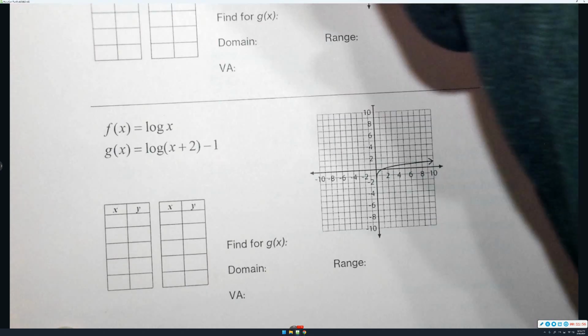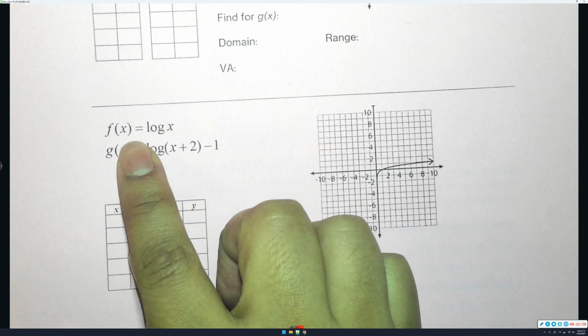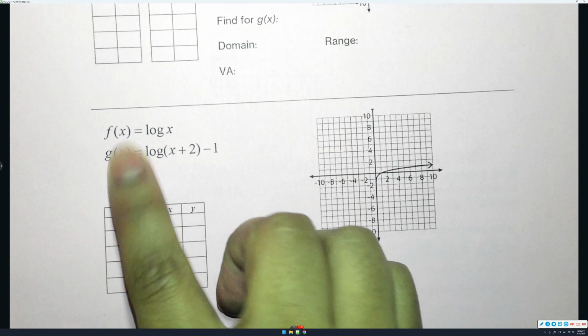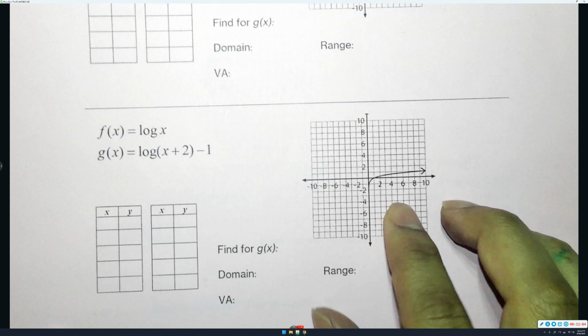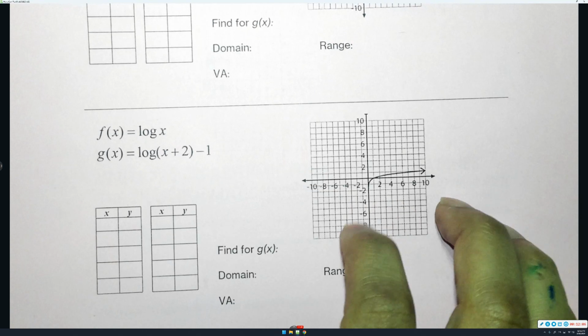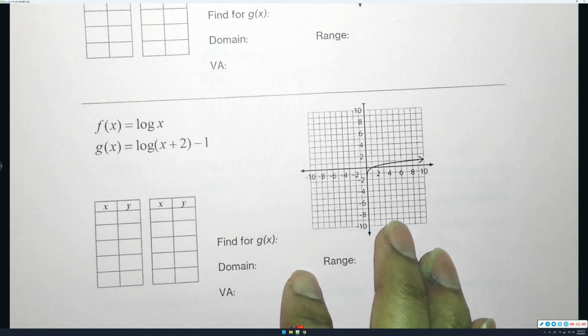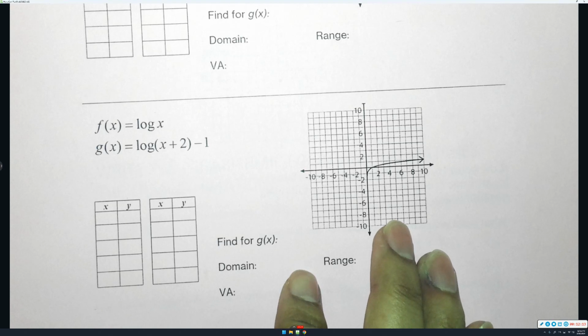So for example number 3, we have f of x equals log of x. For g of x, we have log of x plus 2 minus 1. Okay? Now for this one, guys, do we have the base written down for us right here for example number 3? No. So it's known to be what, guys? If it's not written down, it's a 10. Good. Awesome.